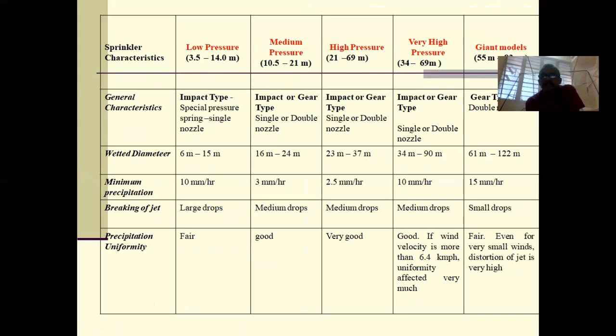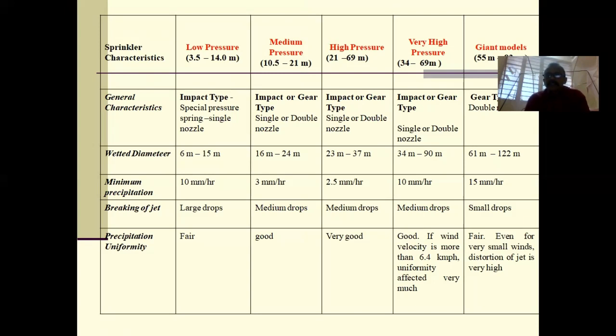The high pressure sprinklers have the pressure range of 21 meters to 69 meters, and the rotation is brought about by impact or gear type, and the wetted diameter is between 23 meters and 37 meters. The minimum precipitation we get is around 2.5 millimeters per hour. The breaking of the jet causes medium droplets to come, and it has a very good uniformity.